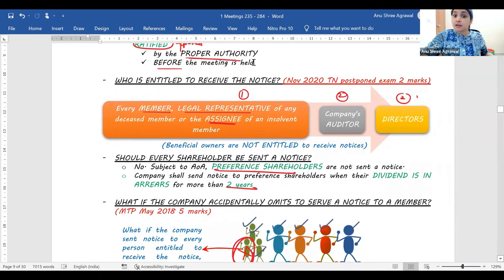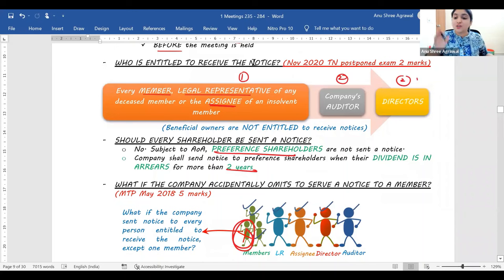Director. Then number four, should we give the notice to all the shareholders, to preference shareholders also? Not required. But if for the last 2 years continuously I did not pay the preference dividend, now even preference shareholders will get the right to vote on every resolution, just like equity shareholders. So in that case, even to preference shareholders, I have to give the notice. Otherwise, generally, preference shareholders are not required.